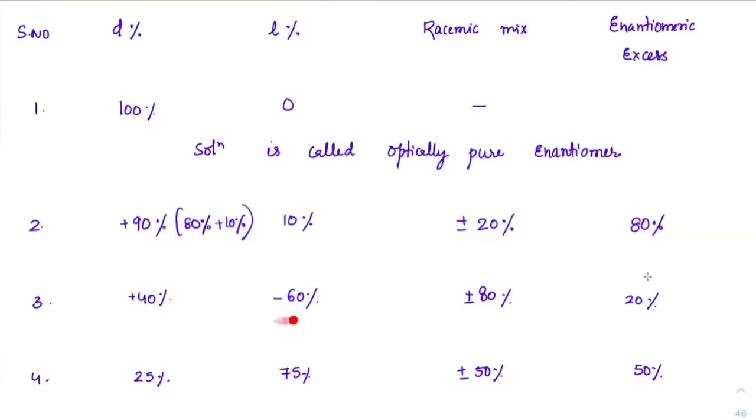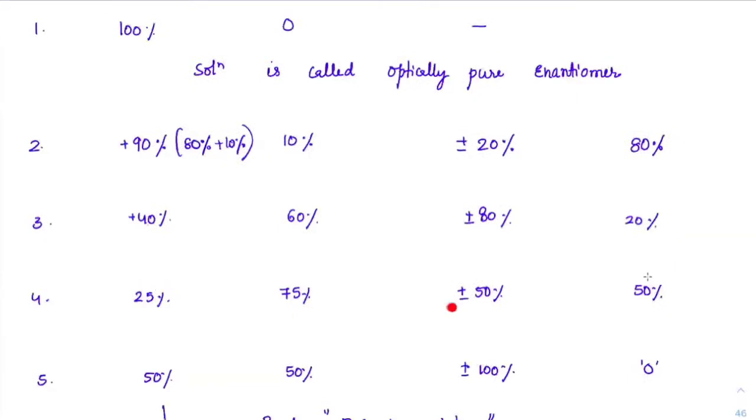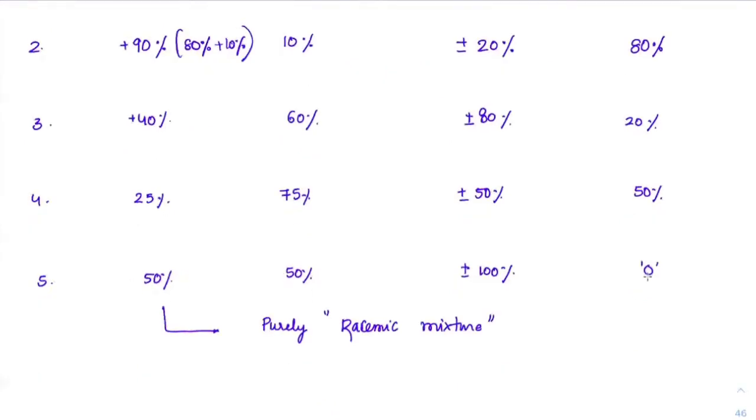If we have 40% of this and 60% of this, then what can I say here? 80% waste, sir. 80% waste, so only 20% will be coming from the rotation. So that percentage on which the rotation is decided is called enantiomeric excess. And the waste percentage which is not giving an angle is called racemic mixture. Suppose you have 25 and 75: 50% wasted, 50% will only give you rotation. Now check this. If you have 50% and 50%, 100% waste, so zero rotation, correct?